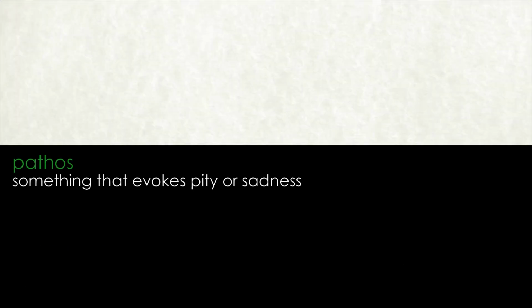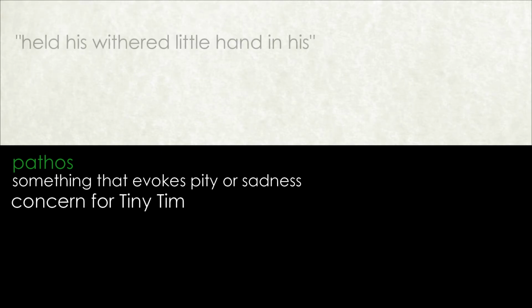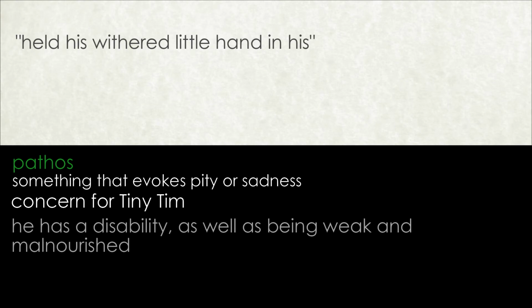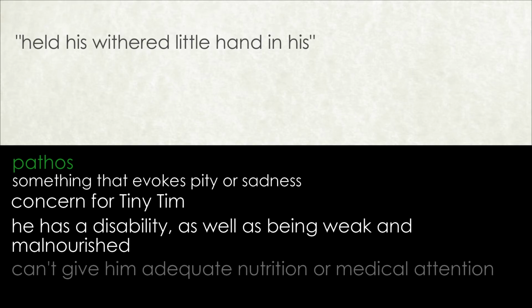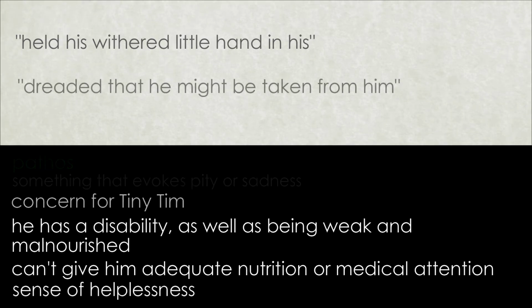There is a moment of pathos at the end of the extract, when Bob Cratchit's concern for his son, Tiny Tim, becomes evident in the way in which he held his withered little hand in his. Not only does he have a disability, he is clearly weak and malnourished. The family's poverty means that they are unable to give him adequate nutrition or the medical attention that he needs. Bob Cratchit's sense of love for his child and his helplessness is clear as he dreads that he might be taken from him.